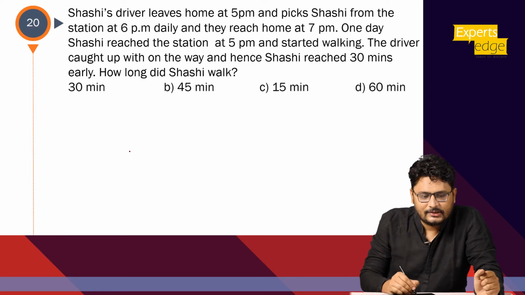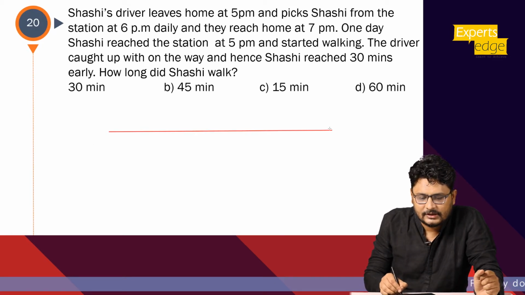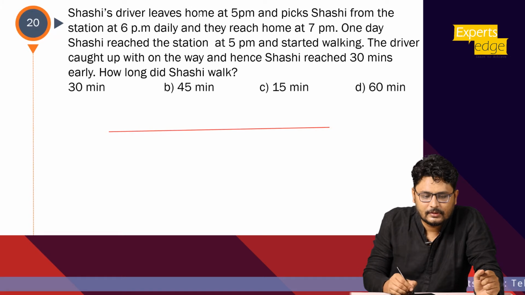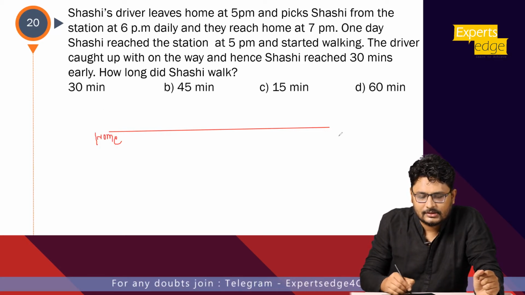Now, what it says, Shashi's driver leaves home. Let's say this is it. Shashi's driver leaves home at 5 p.m. picks Shashi at 6 p.m. daily from the office. ये home है. This is office.